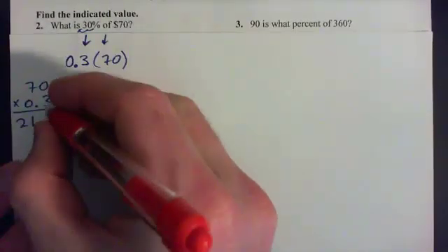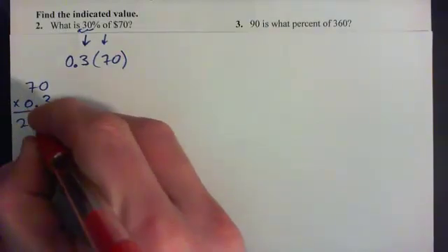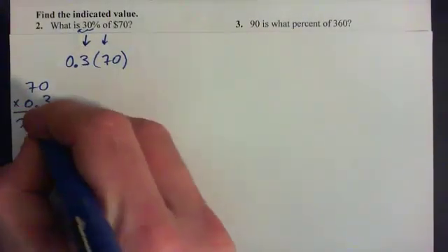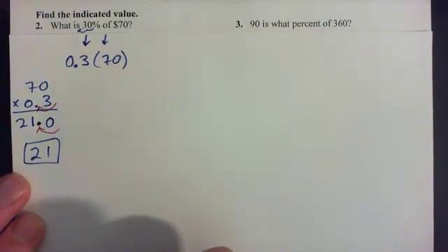No, because there's one decimal place in the question, therefore there must be one decimal place in the answer. The answer is actually 21.0 or 21. Okay? So that's one way of doing it.